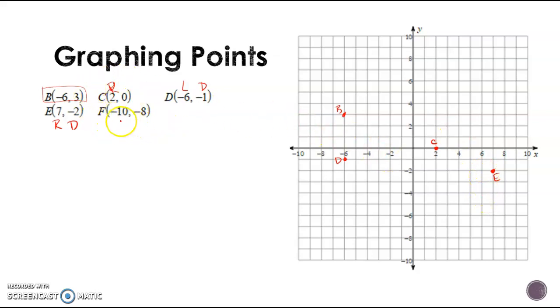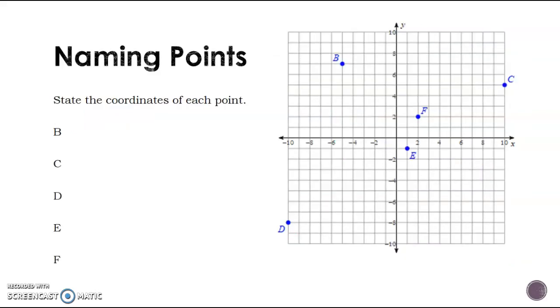F, we're going to go left 10 and down 8. So a negative, negative means we're in that third quadrant, so we just got to make sure we go left 10, down 8. And so then that will give us point F. The most common mistake my students make is that they reverse it, and instead of going left or right first, they go up or down first, and then left and right. Please don't do that. We want to go left or right first, and then up or down when we are plotting points.